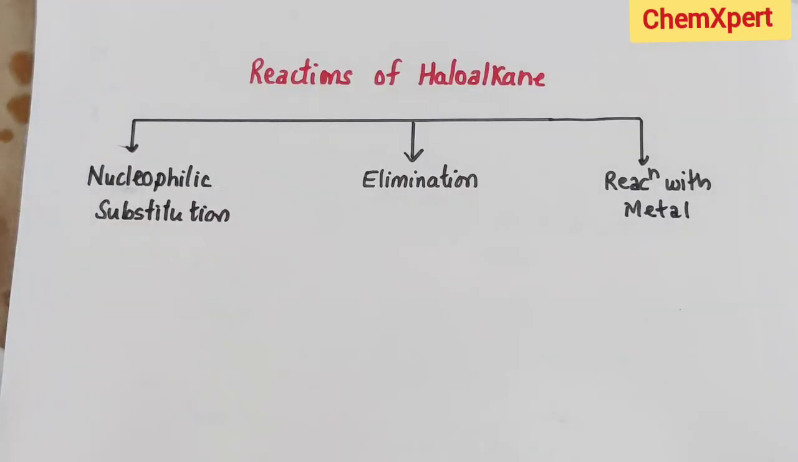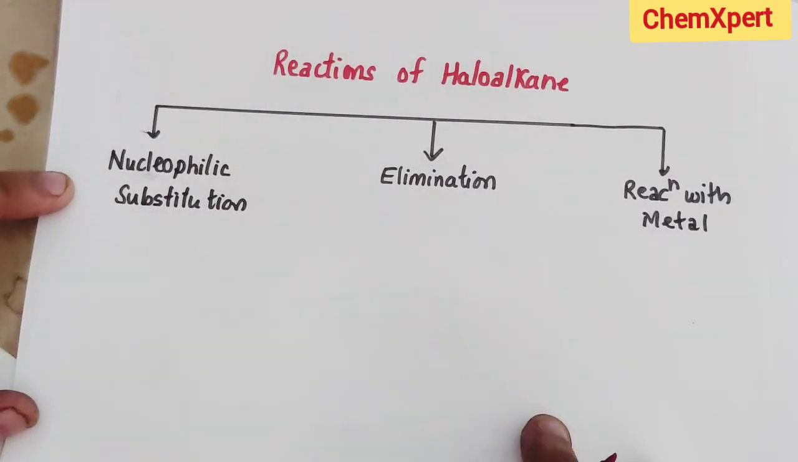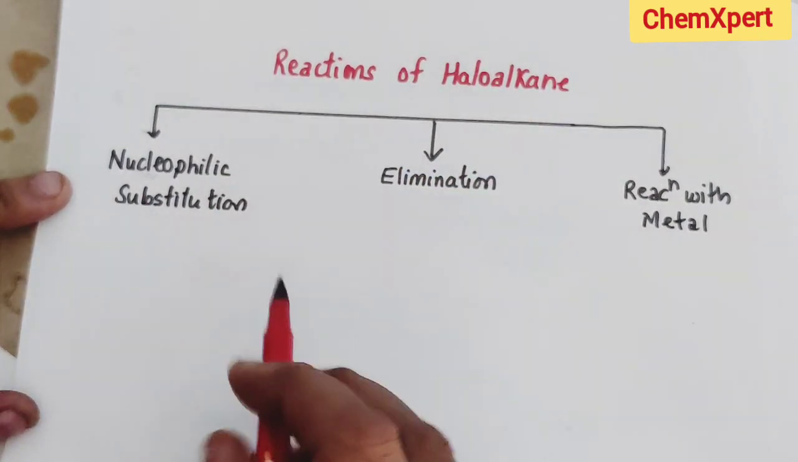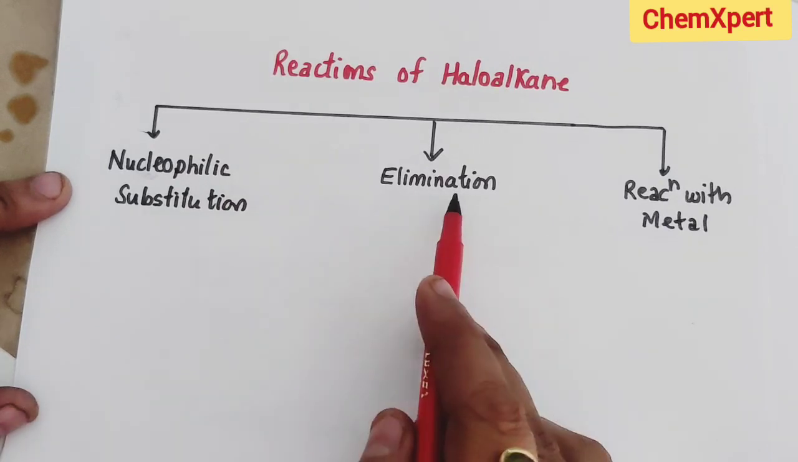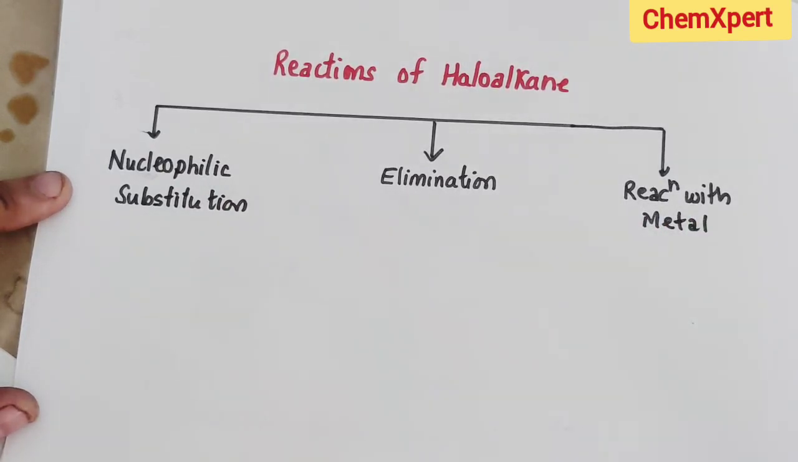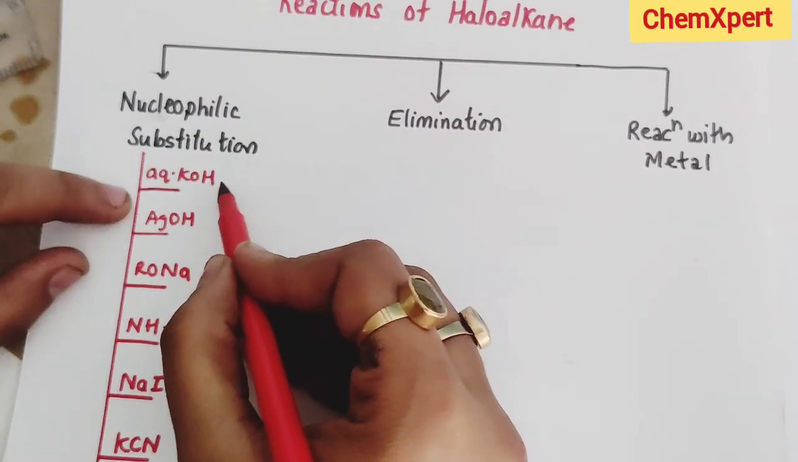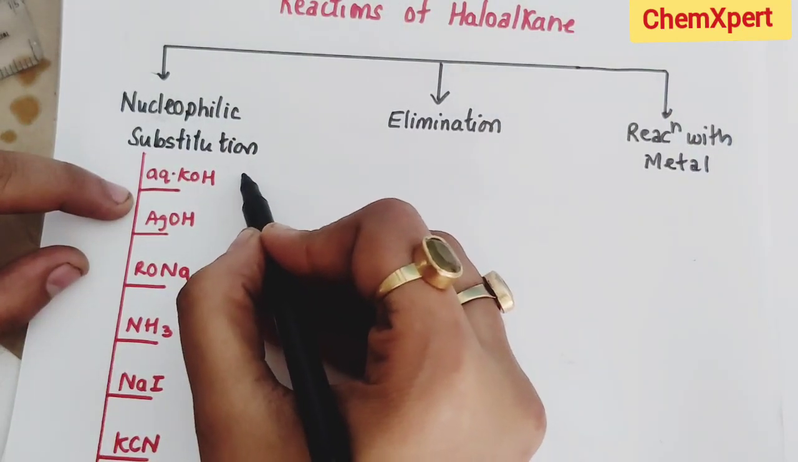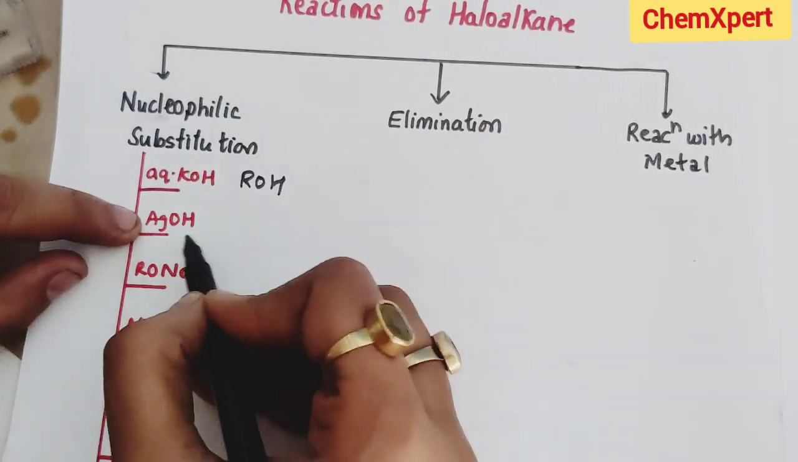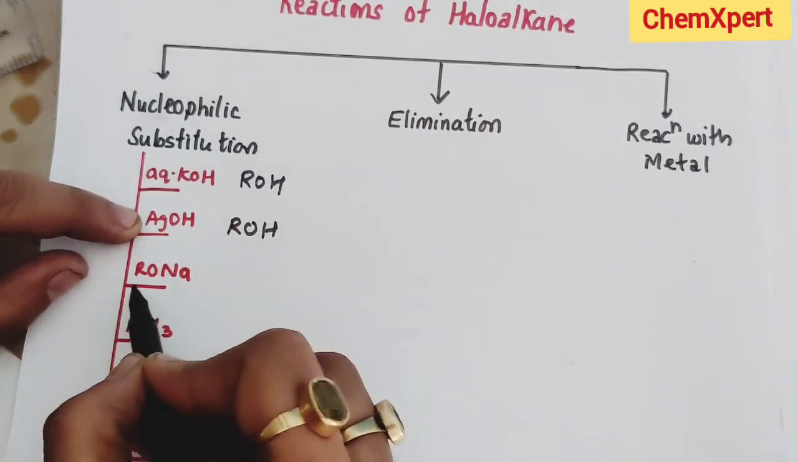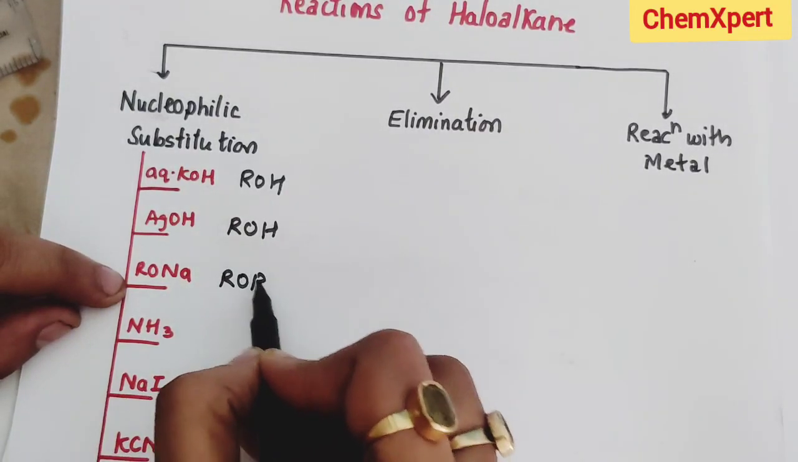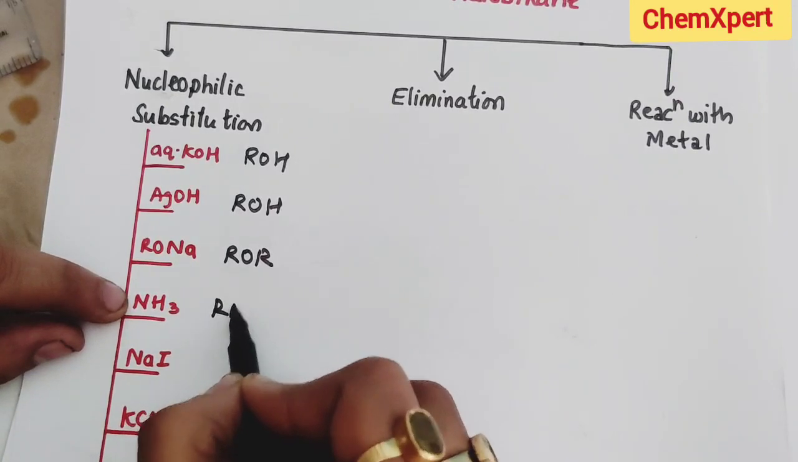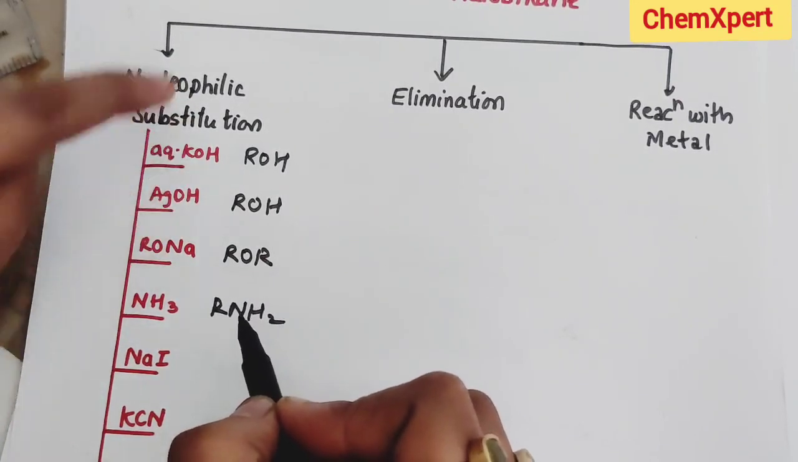So after completing all the reactions, you can prepare a flowchart related to it. Reactions of haloalkane, there are 3 types: nucleophilic substitution, elimination, and reaction with metal. So for example, with aqueous KOH, it will form ROH. With AgOH, it forms ROH. With RONa, it forms ether. With NH3, it forms RNH2. In each case, you have to just divide into 2 parts.